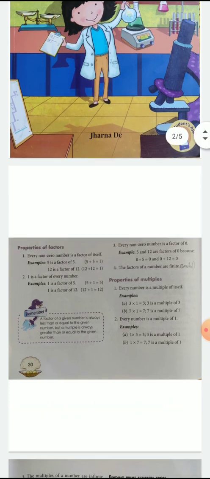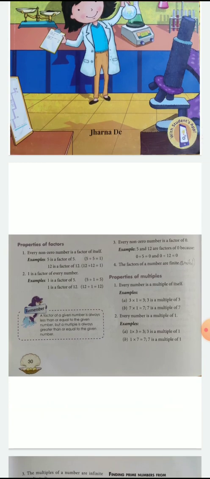Then 3 number. Every non-zero number is a factor of 0. 5 and 12 are factors of 0 because 0 divided by 5 equals 0, 0 divided by 12 equals 0. Then 4 number, the factors of a number are finite, means limited.